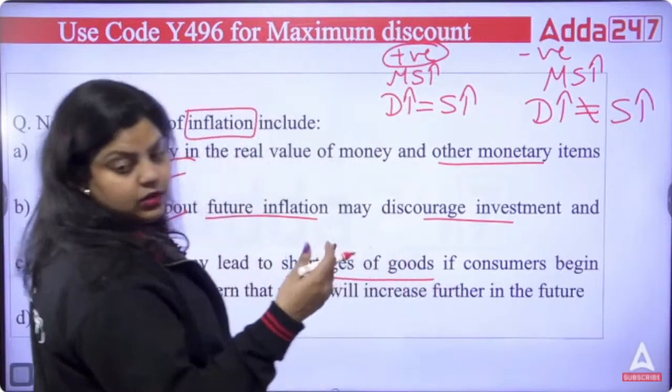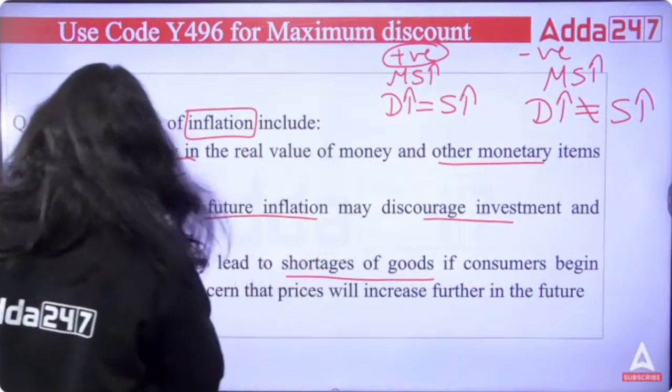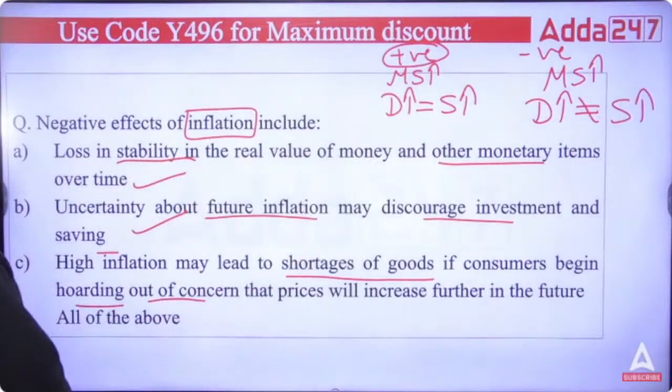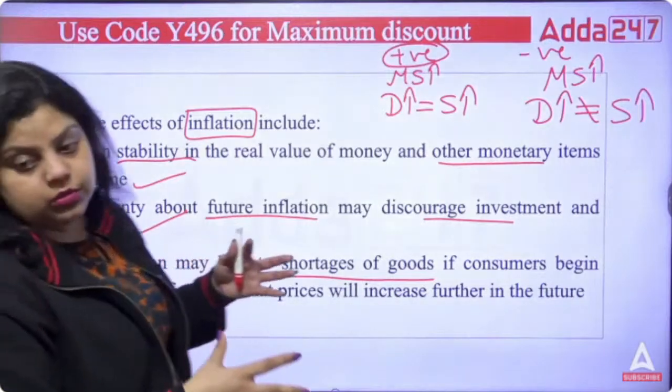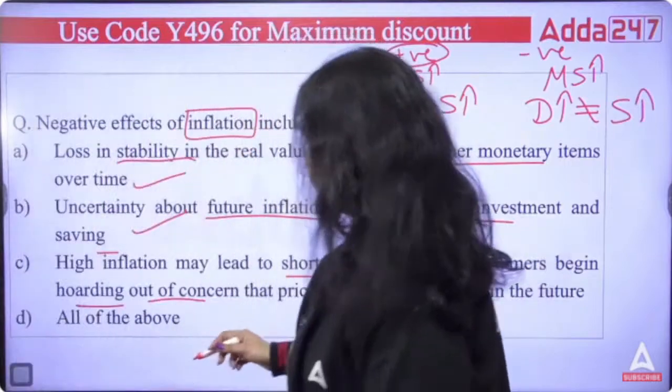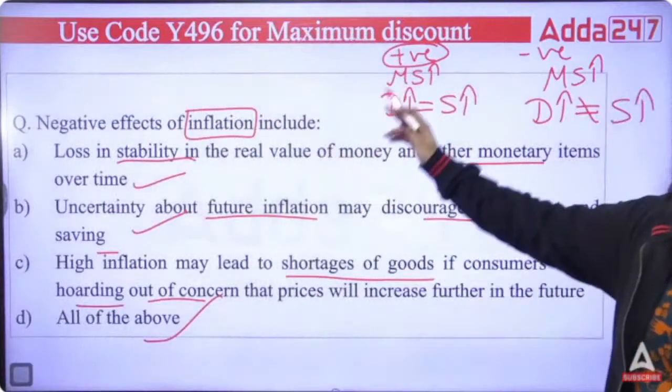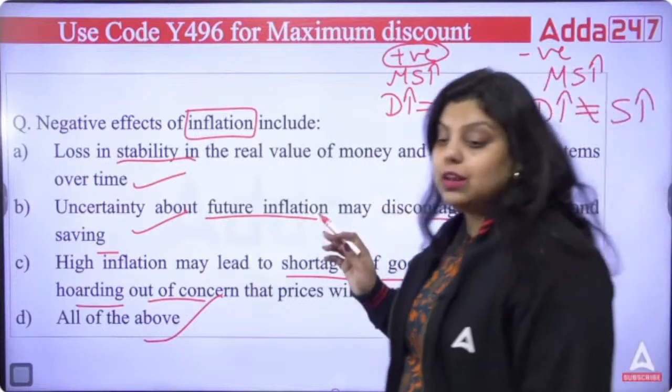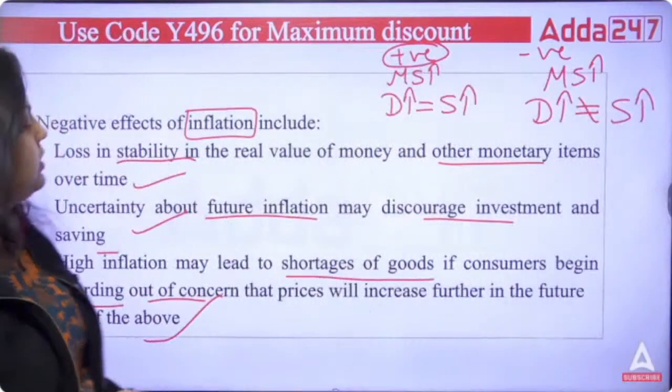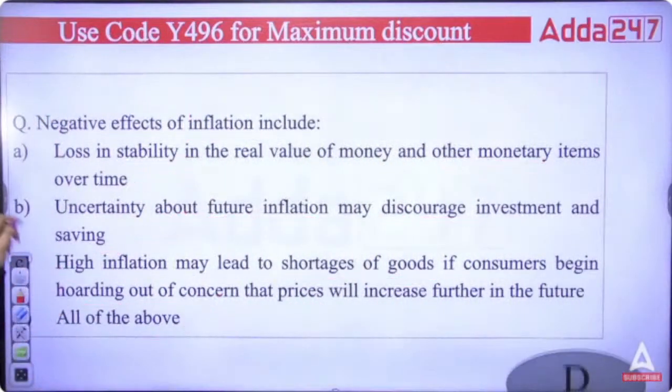High inflation may lead to a shortage of goods, also true, if consumers begin hoarding out of concern that prices will increase further in the future. Inflation will lead to a shortage of goods because people started holding the goods. So it is also true. Right answer will be D, all of the above. All can be negative effects of inflation in the economy. So your right answer is D.